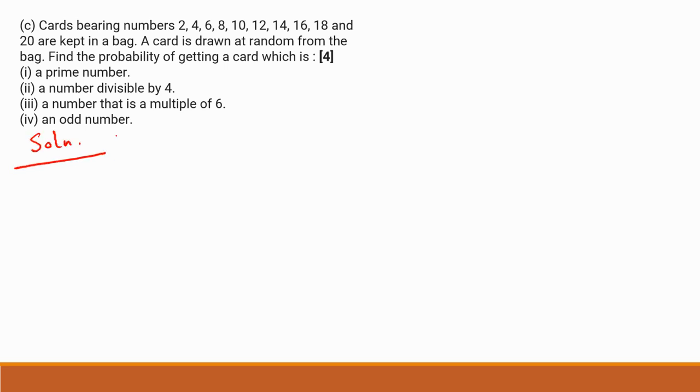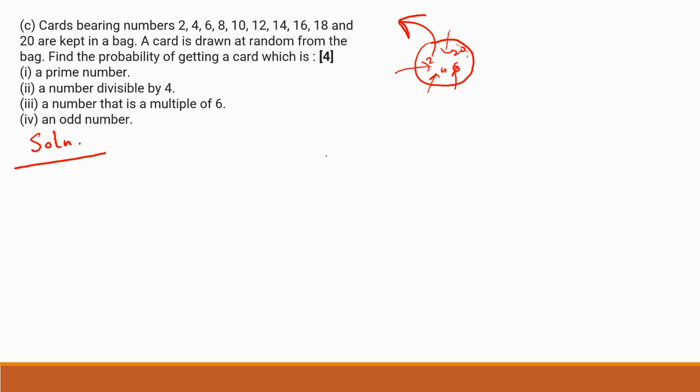Okay, let's do the solution. Now, cards bearing numbers 2, 4, 6, 8, 10, 12, 14, 16, 18, and 20 are kept in a bag. So all these cards are there in the bag. 2, 4, 6, right? All the way up till 20. It's all the even numbers, right? 2, 4, 6, 8, 10, 12, 14, 16, 18. Yeah, all the even numbers from 2 to 20. A card is drawn at random from the bag. So one card is drawn at random out of the bag. Find the probability of getting a card which is a prime number.